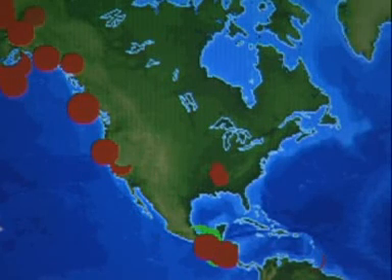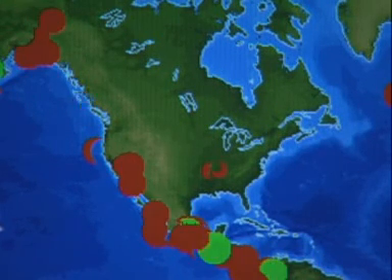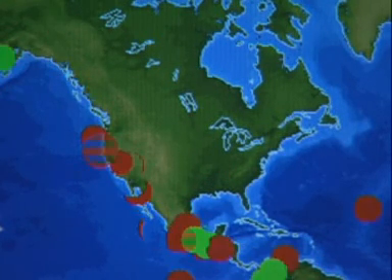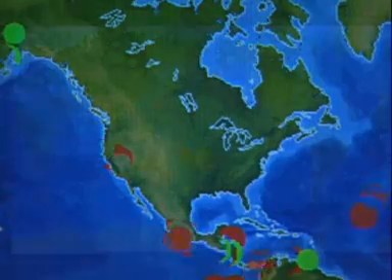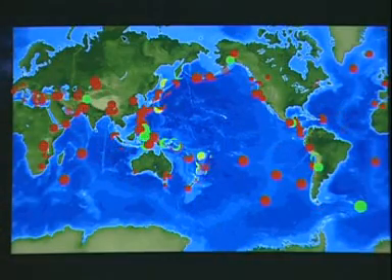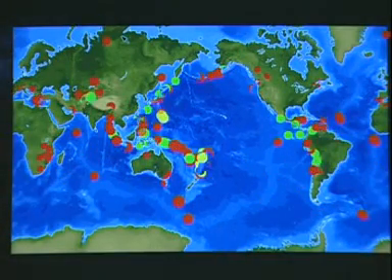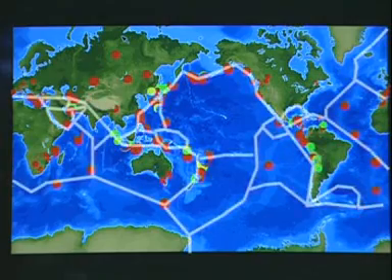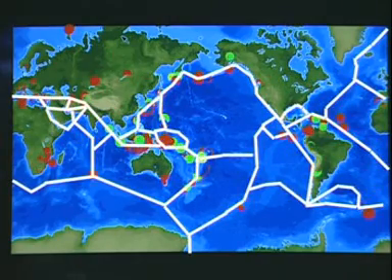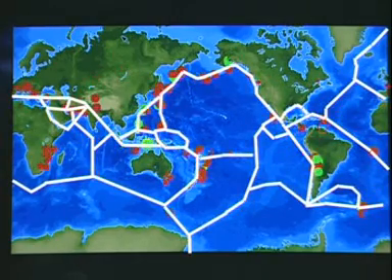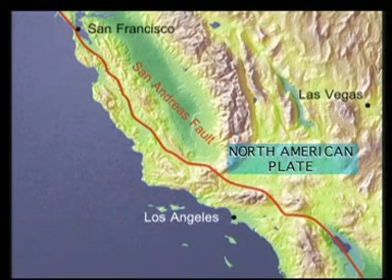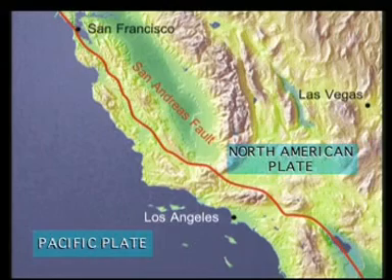The colored circles on this animation show where earthquakes have occurred in the last 40 years in California and all over the world. Most of the quakes occur along fault lines. These fault lines are the boundaries where two plates come together. The San Andreas Fault is the boundary between the North American Plate and the Pacific Plate.